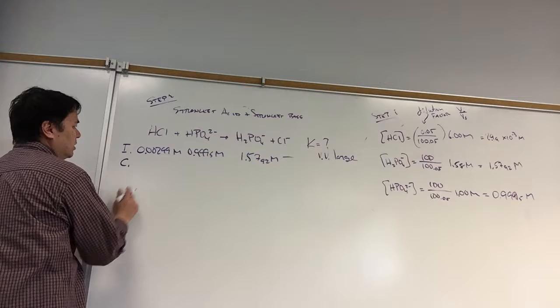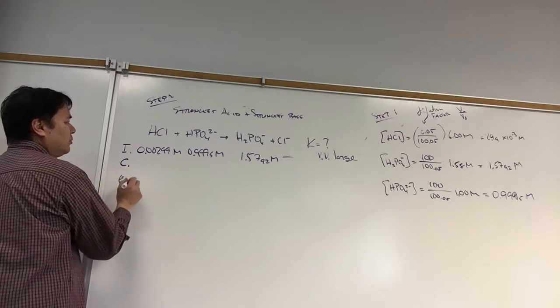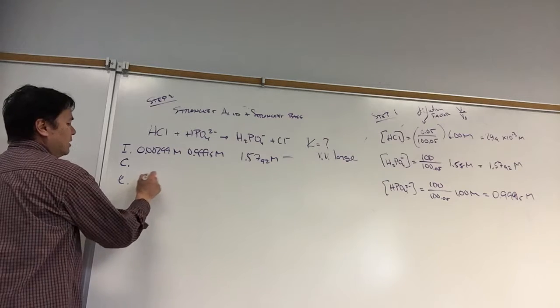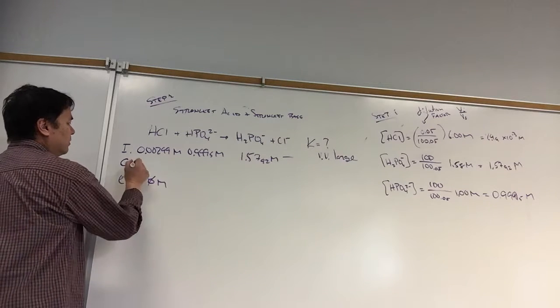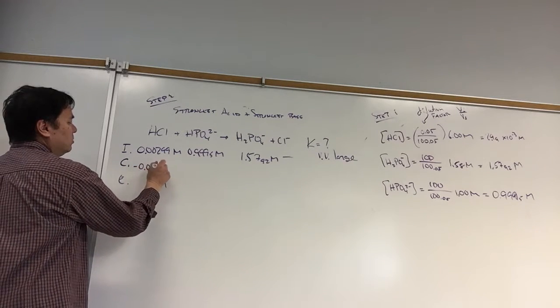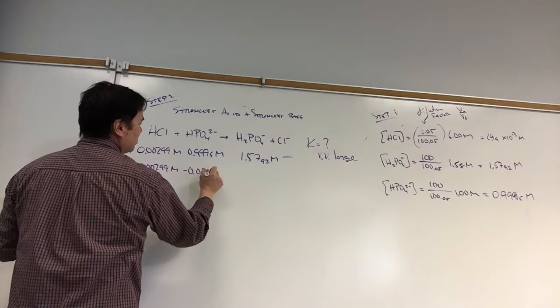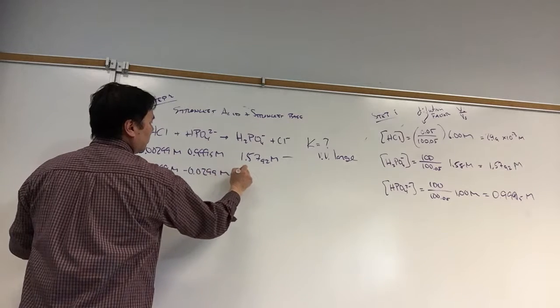And so the change, the limiting reagent, what is it here? Probably HCl. So the HCl is going to go to 0. We're going to consume all of it. So it's going to be minus 0.00299 molar. This is all a 1-to-1 ratio.